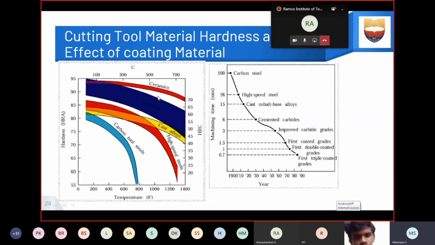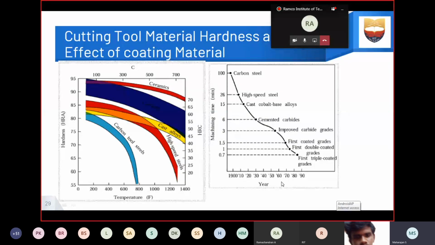And next we go for the carbide tool material. We are using silicon carbide, boron carbide, tungsten carbide nowadays. We are using carbide tool material in CNC milling machines and CNC lathes, carbide inserts for turning operations. If the temperature increases, what happens? The hardness value decreases slightly. The ceramics can withstand more heat. Even if the temperature increases, the hardness value reduces only slightly.